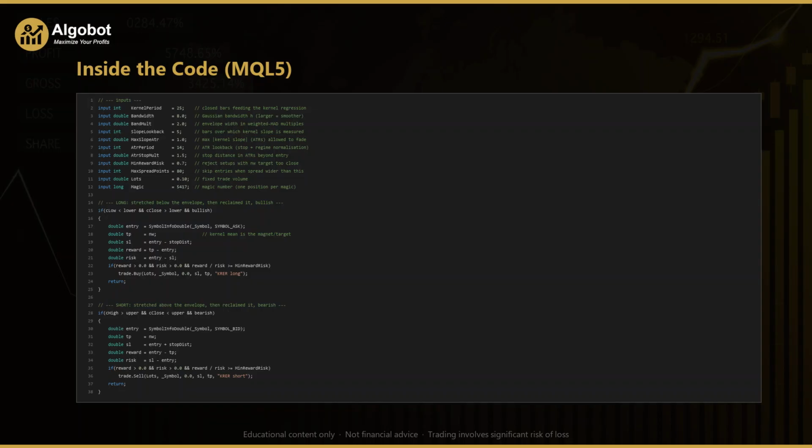ATR period and ATR stop multiple drive the stop. Min reward risk rejects thin setups. Max spread point skips costly spreads, and magic keeps one position at a time.